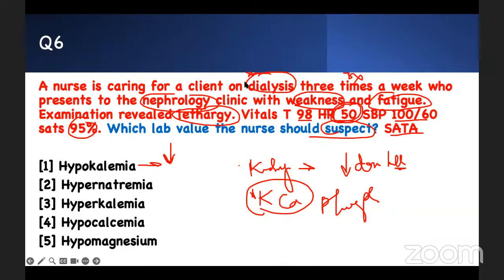There's no way somebody on dialysis will have hypokalemia. He has not had dialysis. There's no way. He goes to dialysis three times a week and he's bradycardic. Hypokalemia will excite your heart, so it can't be that. Hypernatremia, they're usually dehydrated. They may look like that, but they're not going to be what? Bradycardic. They will be what? Tachycardic. It's gone.